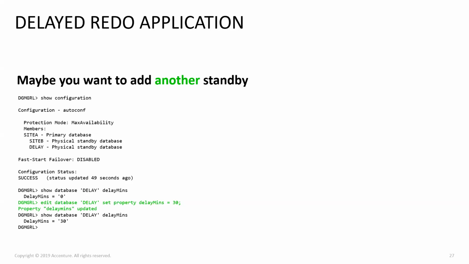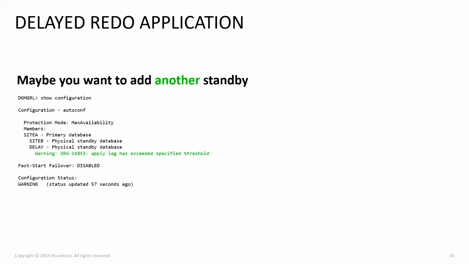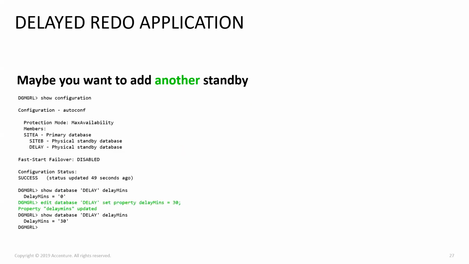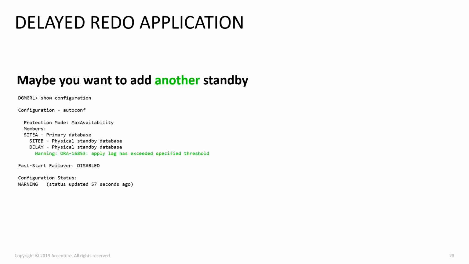So I can now set the property delay minutes to 30, which would be 30 minutes. And now if I query my configuration a little later, it says the apply lag has exceeded the specified threshold, which is kind of, yeah, I know, because I just told you to lag behind. So hopefully 30 is just a random number because I could have taken 42. Anything that allows you to detect a problem before it's applied.